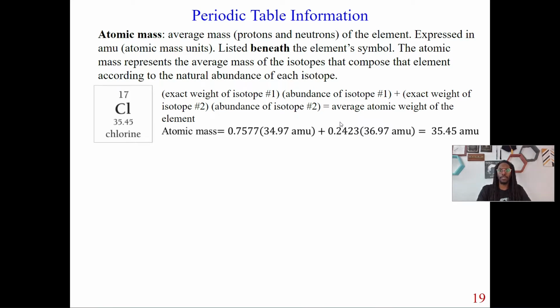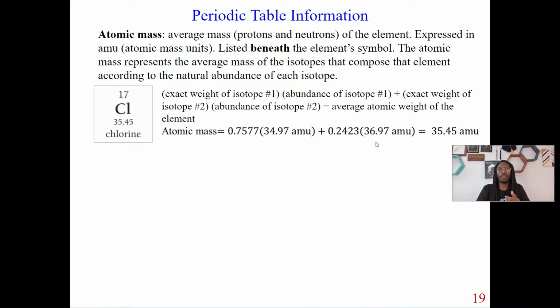So isotope number 2 is a little less abundant. It's around 24%. Okay, so we represent that percentage as a decimal. And then notice isotope number 2 is actually a little bit bigger than isotope number 1 at 36.97 AMU. So we're doing the exact same thing, taking the abundance and multiplying by the exact weight. Now, once we have both of our isotopes in this formula, we just add them together.